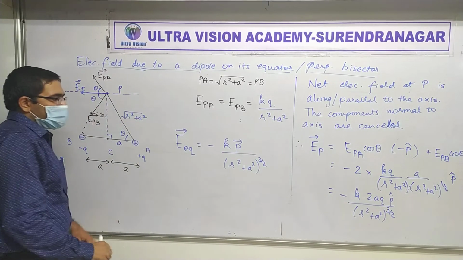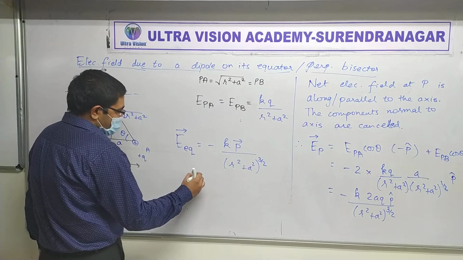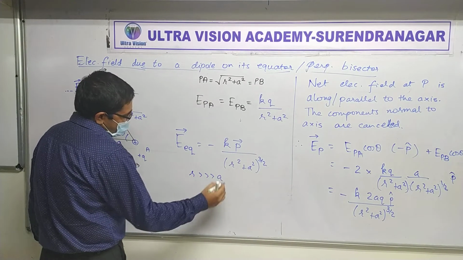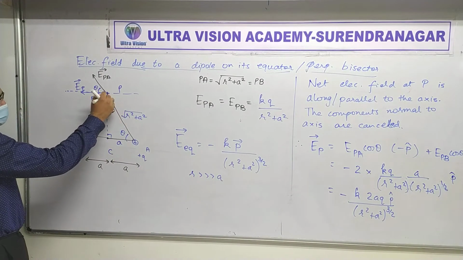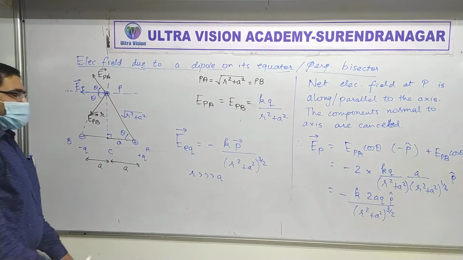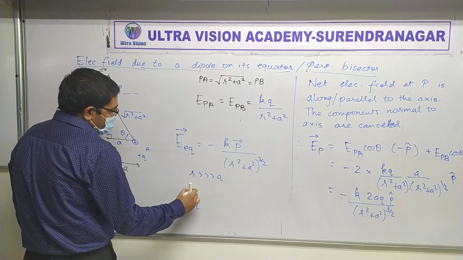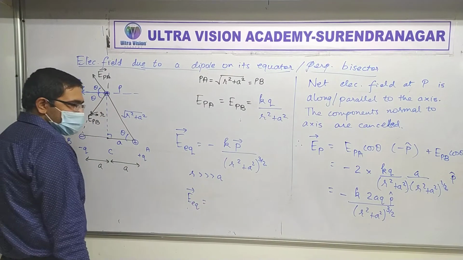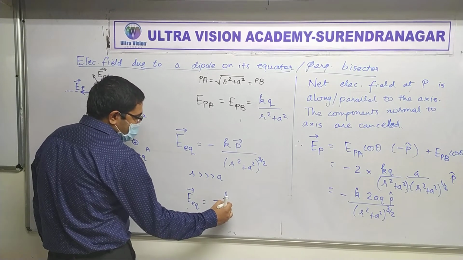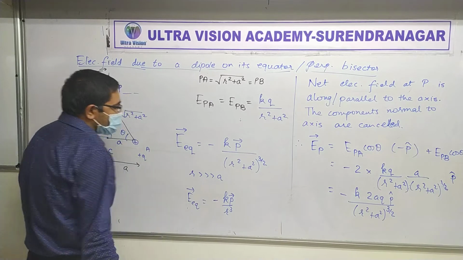Can you do it for short dipole? Yes. Do it yourselves. For short dipole, put r as much greater than a. In short, this point is very far. Right? So what do we get for short dipole? Finally, E equatorial vector equal to minus k p vector upon small r cube.